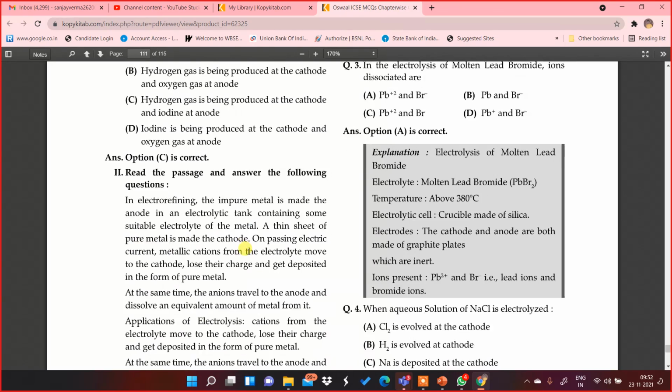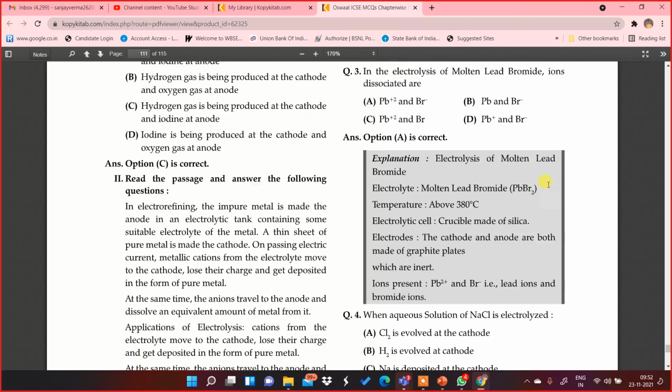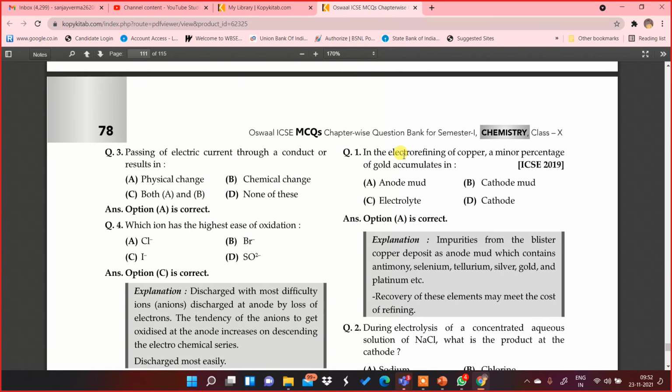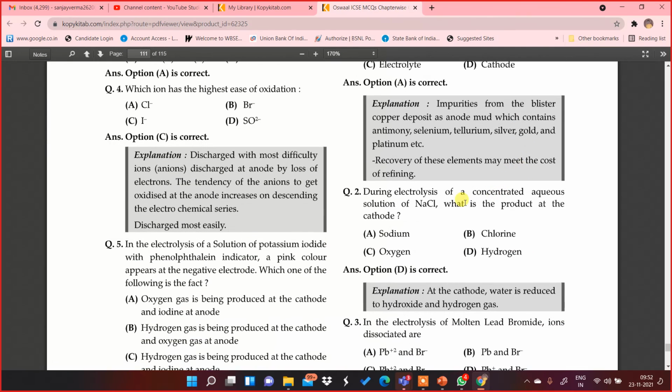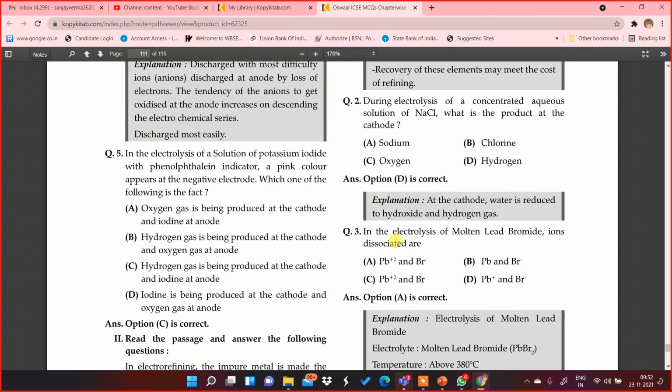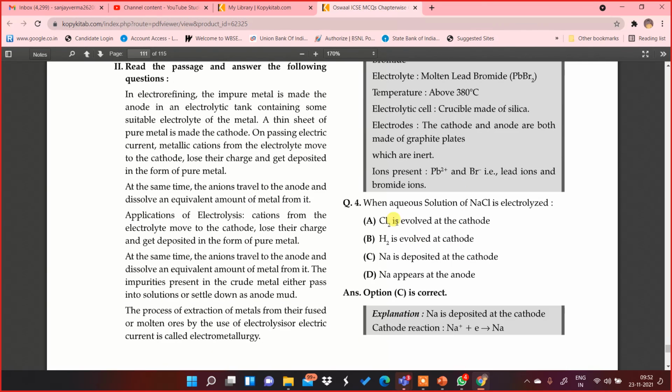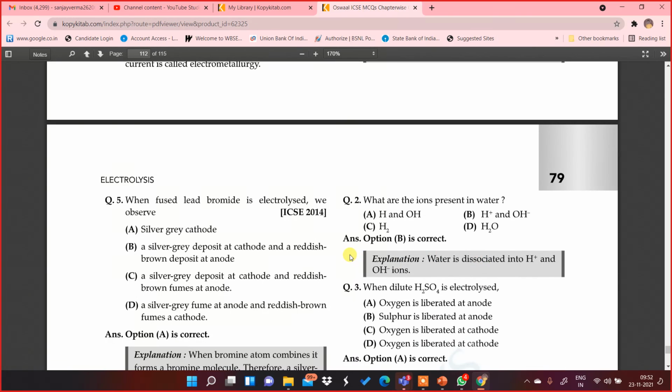Some case-based questions are there for subpart 2. Question number 1 is on the refining of copper, this is ICSE 2019. Then question number 2 is there. Then question number 3 is there, on molten lead bromide, ion dissociated. Here option A is correct. Then question number 4: when aqueous solution of sodium chloride is electrolyzed, what happens? Option C is correct, sodium is deposited at the cathode. So you can go through all these questions on your own and figure out whether the given option is correct or not.